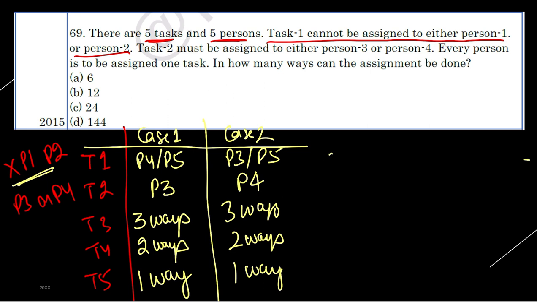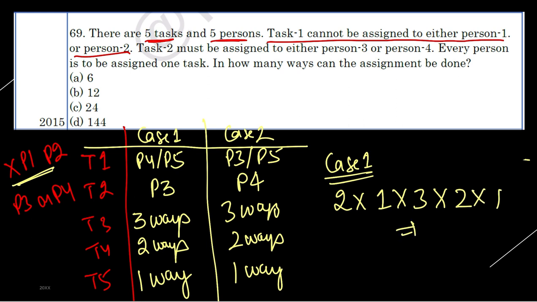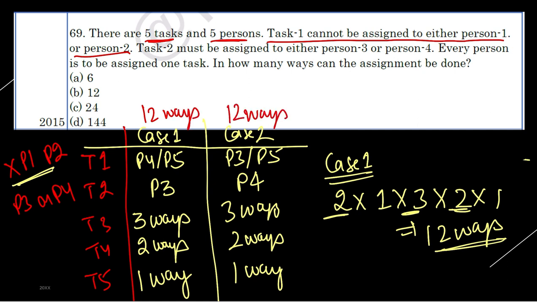Now let's see case number 1. In how many ways can case number 1 be done? For task number 1, we have 2 people to do the task. Task number 2 can be done by 1 person, that is P3. Task number 3, 3 people, then 2 people, then 1 person. So that means 2 into 3 into 2, 12 ways of doing case number 1. And if you solve this for case number 2, you again get 12 ways, right? 12 ways and 12 ways.